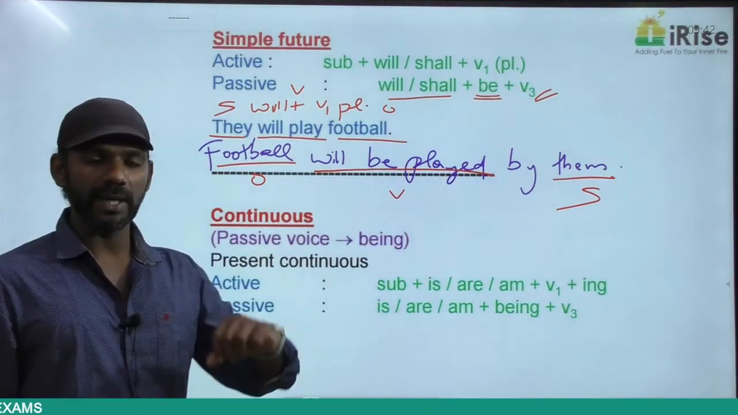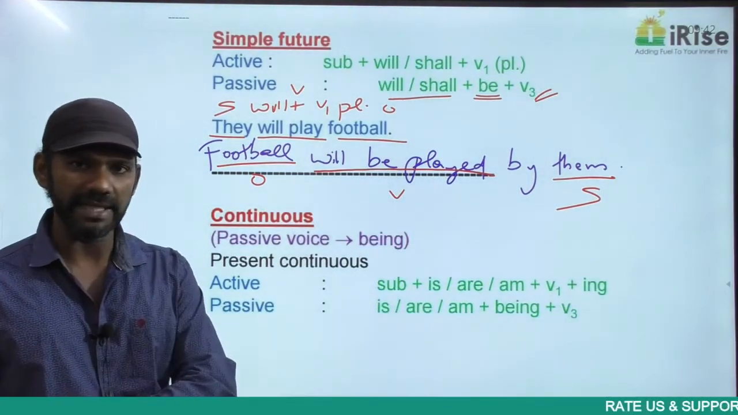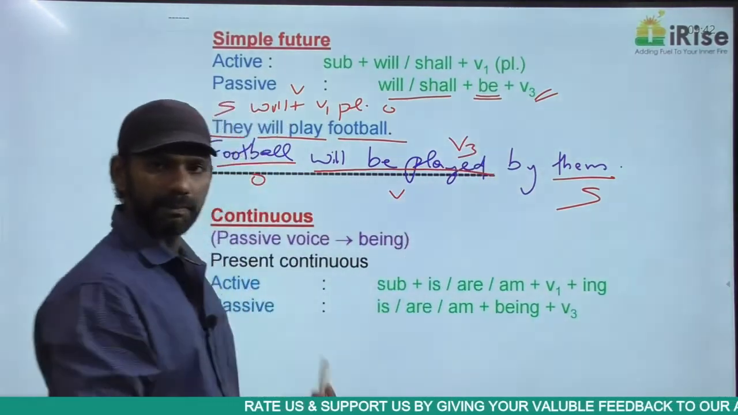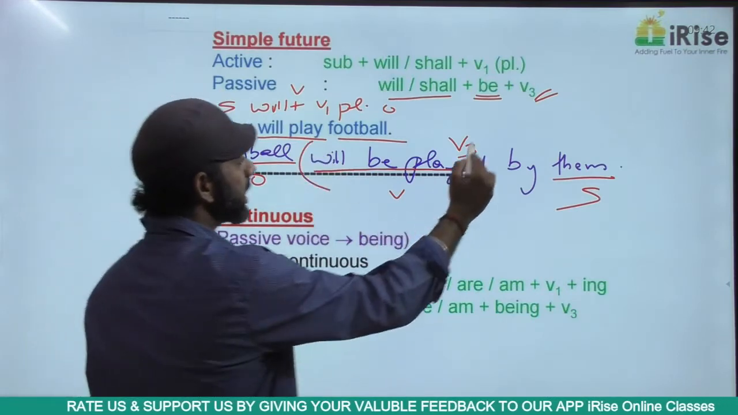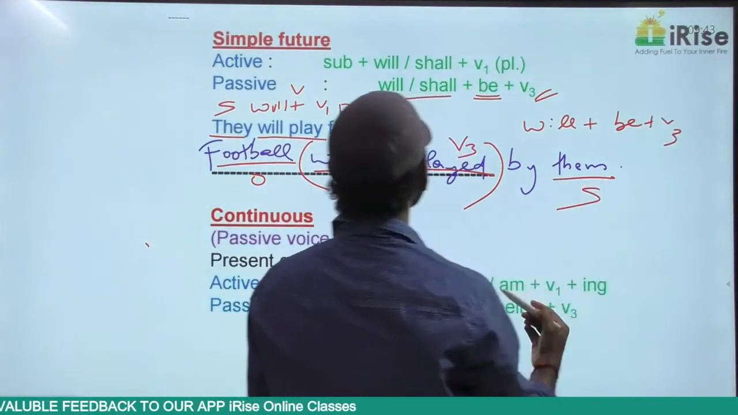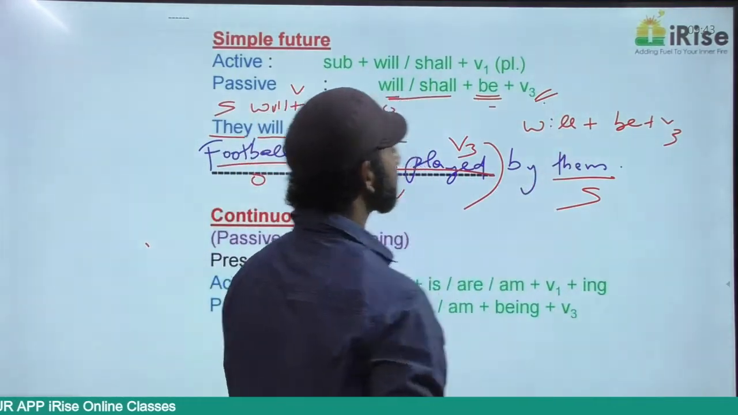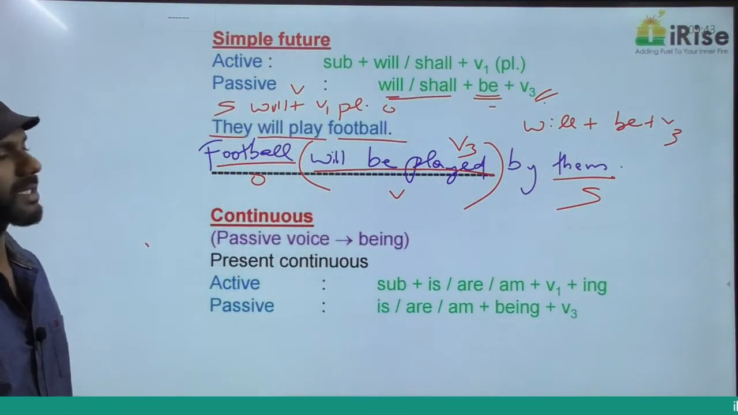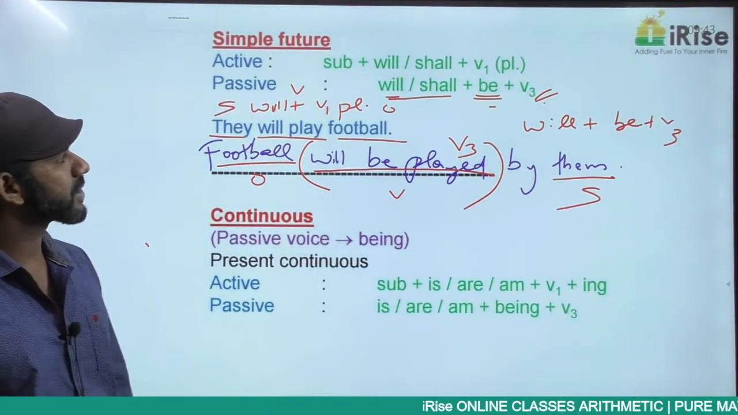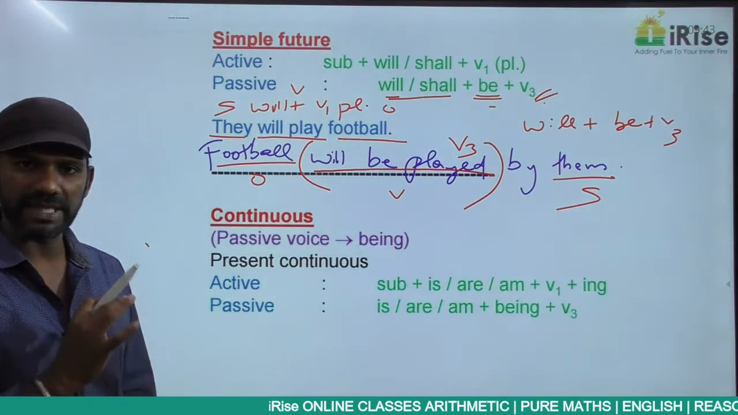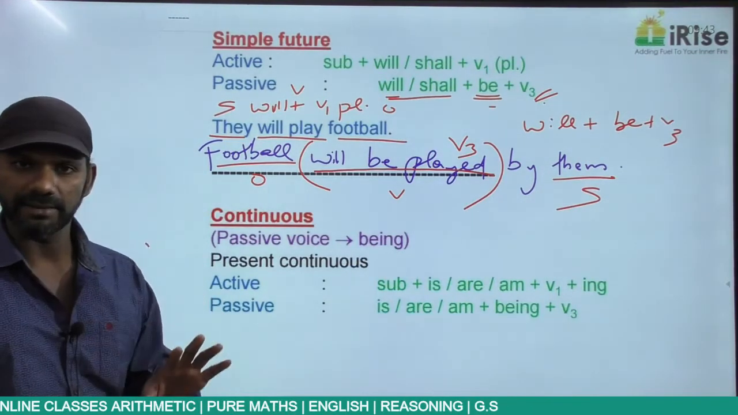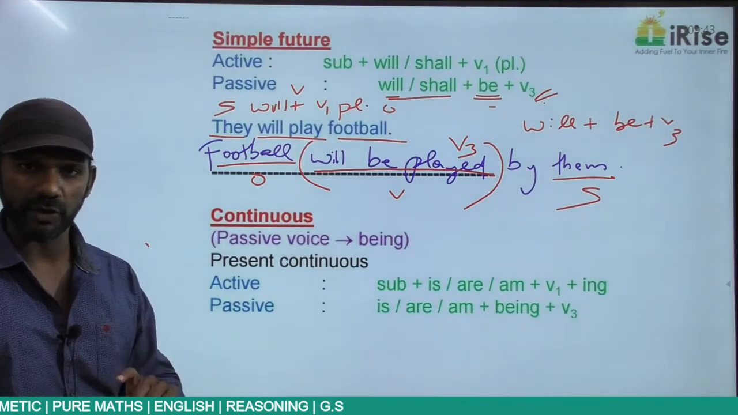Played is both V2 and V3. Play, played, played. In this sentence, played is in the V3 form because the sentence is in the passive voice. So, will be played is will plus be plus V3, and will plus be plus V3 is simple future in the passive voice. So, if a simple future statement is in the passive voice, it must be in this structure, will or shall plus be plus V3. Clear? So, with this, the simple part is done: simple present, simple past, simple future.